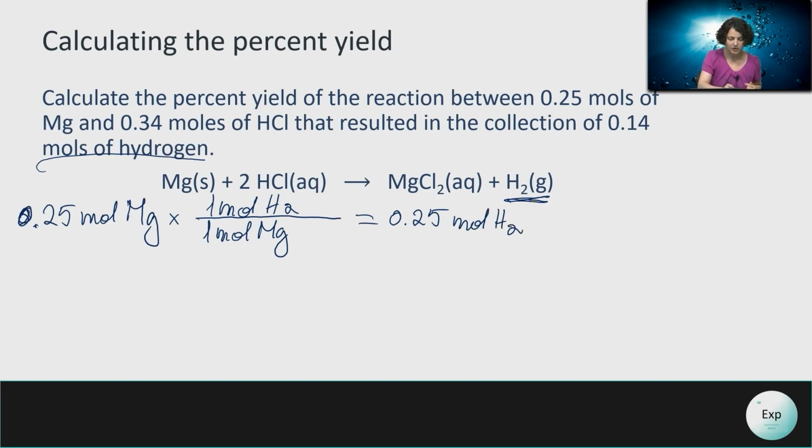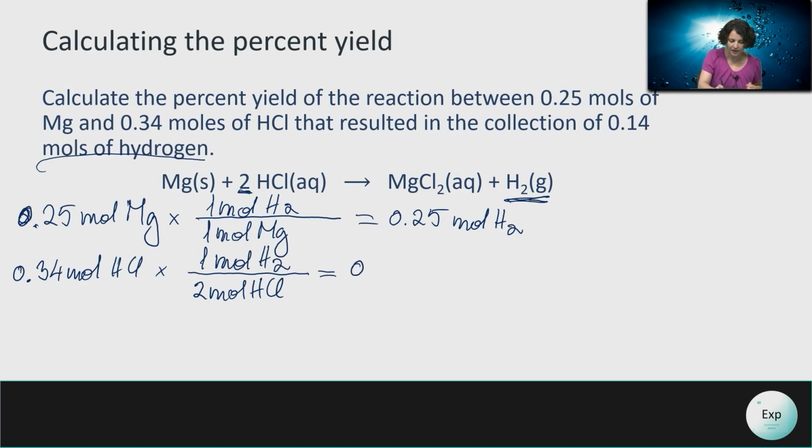Similarly, we can make the assumption that all our hydrochloric acid is consumed, 0.34 moles of hydrochloric acid, and we divide by 2 moles of hydrochloric acid because there is a 2 in front of hydrochloric acid in the equation. And because every time 2 moles of hydrochloric acid react, 1 mole of hydrogen is produced, we put that on the top. And we find that we have 0.17 moles of hydrogen.